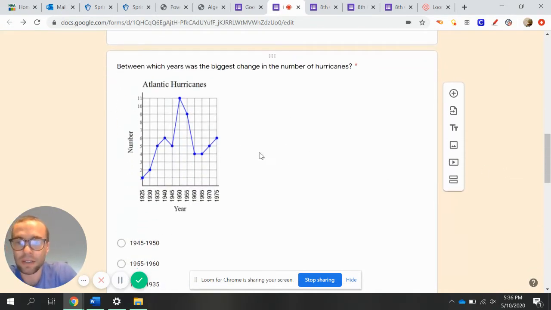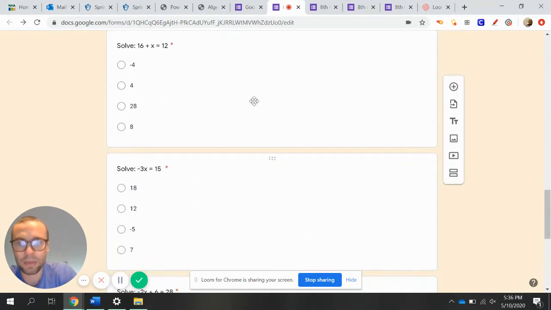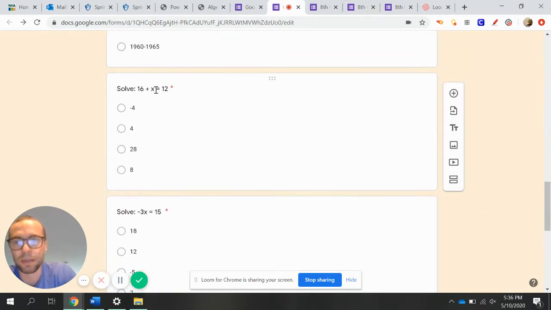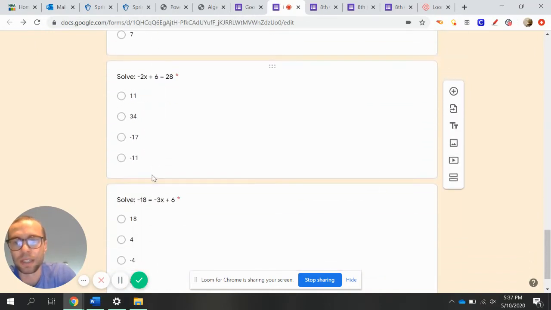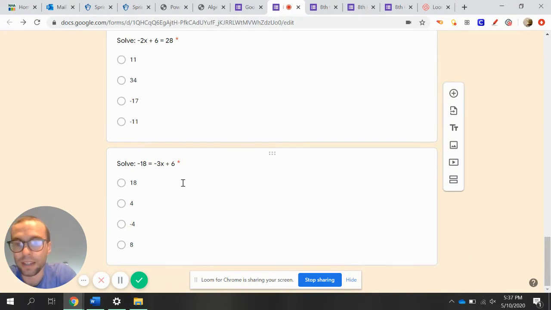This is just reading a graph, data displays. This is solving, right? So you're doing inverse operations. You're trying to get x by itself. Same thing here, just one-step equations. This is a two-step equation, getting x by itself. Be careful with the negatives, and so on. So that was this first form.